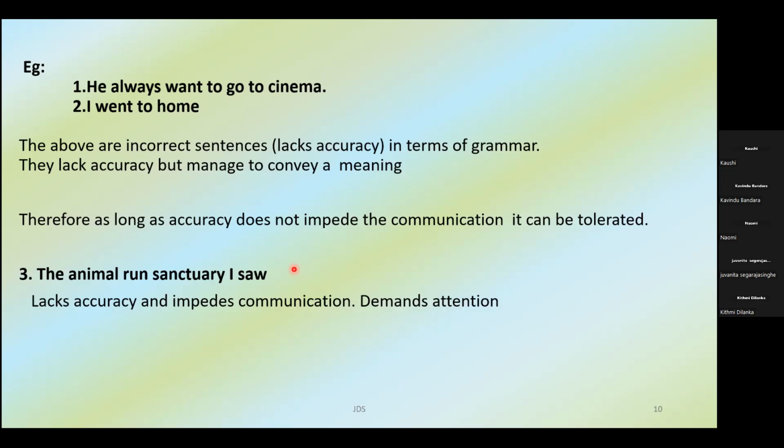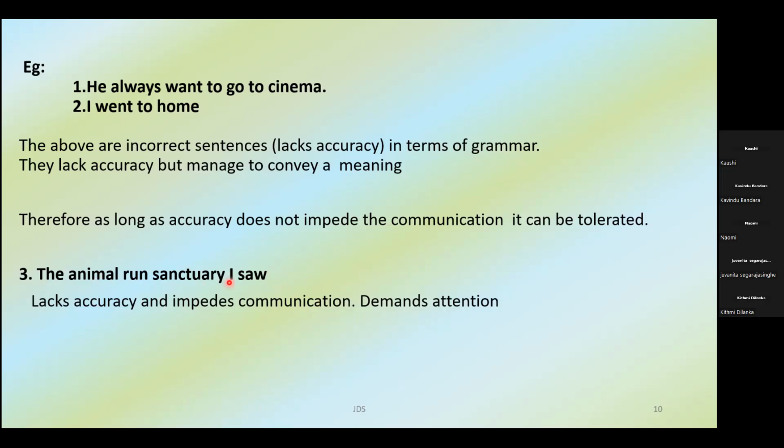It's just a collection of words. That's all. Some kind of basic idea, animal and sanctuary, are given over there. So the more you don't have accuracy, the more the errors increase, definitely it will have an impact on fluency as well. When there are many errors, fluency will be lost. That is what has happened to this utterance.